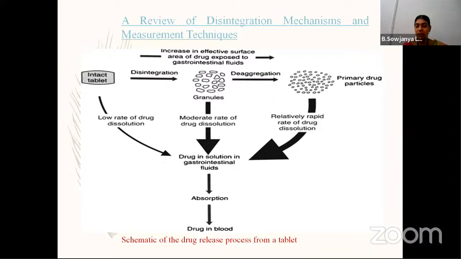If some of the particles or granules undergo deaggregation, they are finally divided into small primary drug particles, which rapidly increases the rate of drug dissolution. Finally, those particles also enter the drug solution in gastric fluids, the absorption part is done, and the last one is the blood circulation.